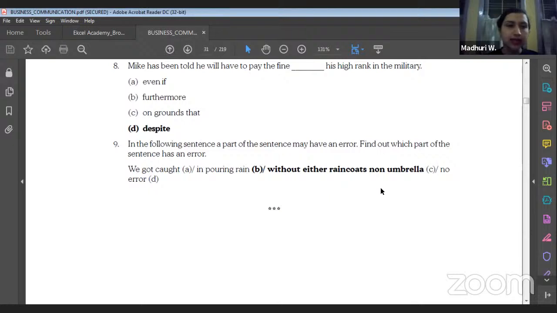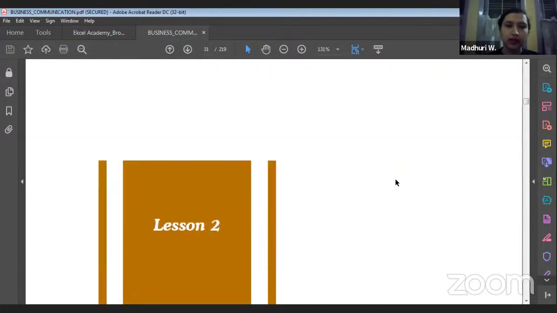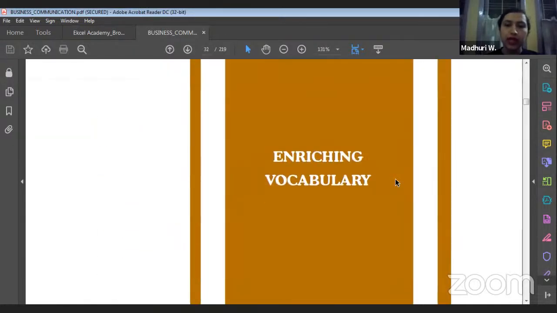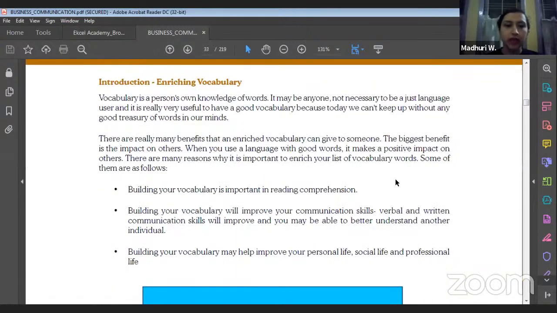So basic things like this you have to really keep in mind. That's why it's this part, right? Without either raincoats nor umbrella, right? So it's wrong. Correct. That's why. Okay, be careful there. The next part is enriching vocabulary.